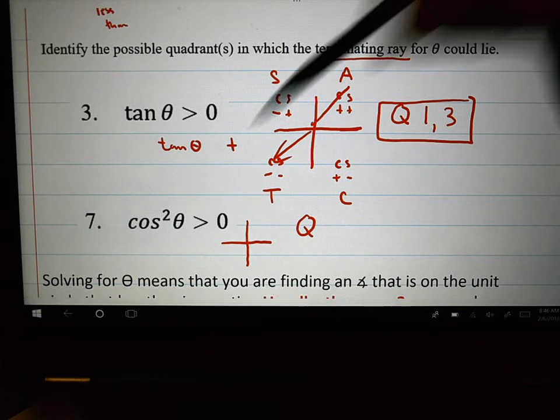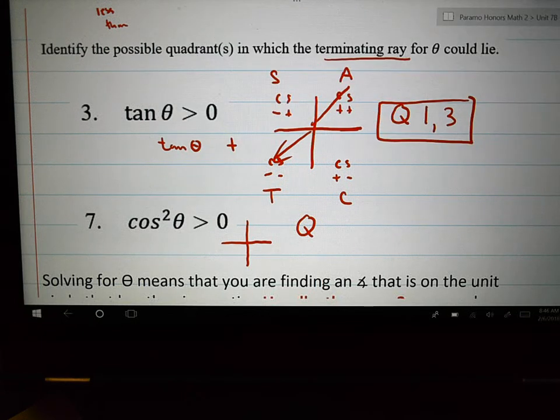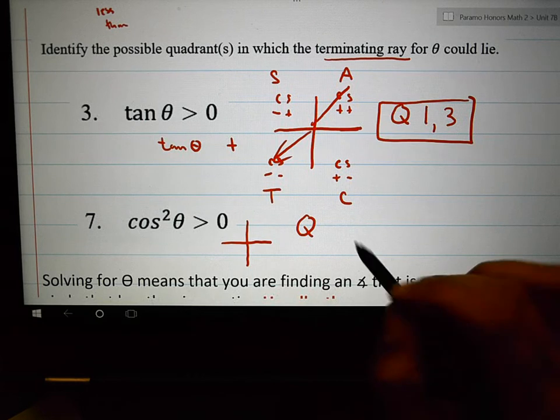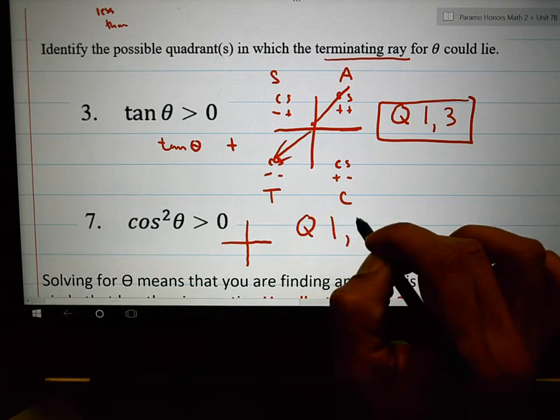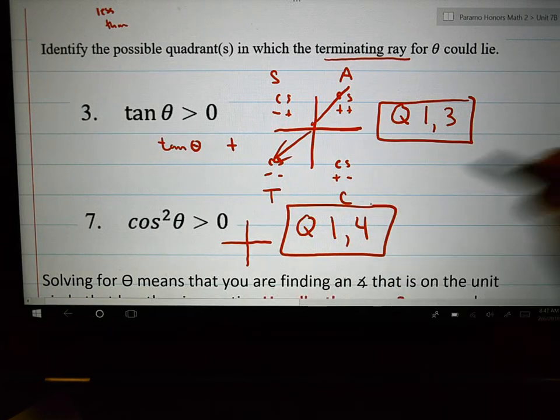So what does that mean? We're looking for a value that is going to end up being positive. So my question to you is, how many of you said quadrants 1 and 4? Please raise your hand so I could see who got it correct. That was a lot less than I thought. That's less than 50%. The correct answer is quadrants 1 and 4.